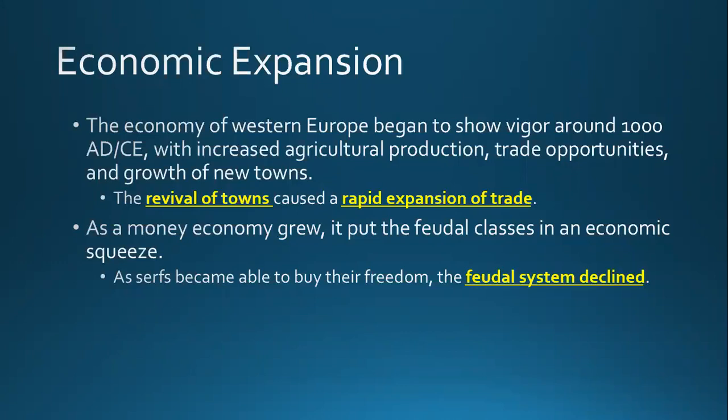So as the economy is growing, the feudal classes are put more into an economic squeeze. All right. What this means is the serfs, the people who were barely above slaves that we've talked about, are starting to get a little bit more spending money, so they're able to buy their freedoms. So we're starting to see the feudal system declining, with this strict social structure starting to fade at least a little bit.